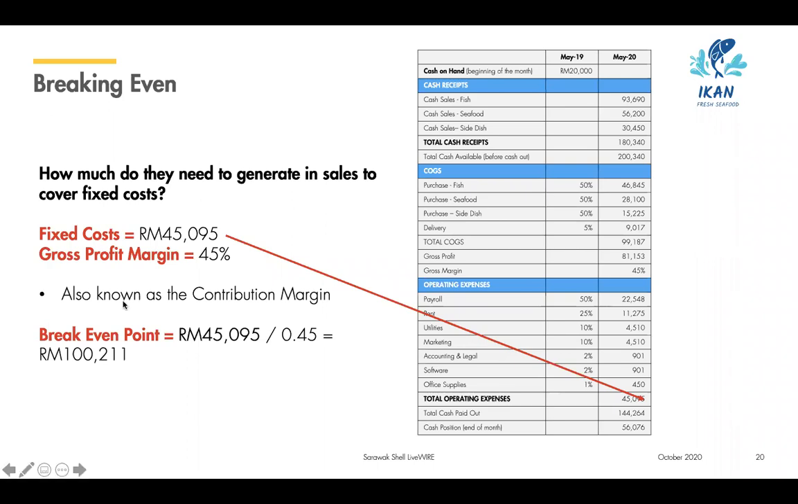But if they make a sale of 100,211, the company is at just zero, meaning no profit, no loss, right? I mean, obviously you would want to work to get profit, right?